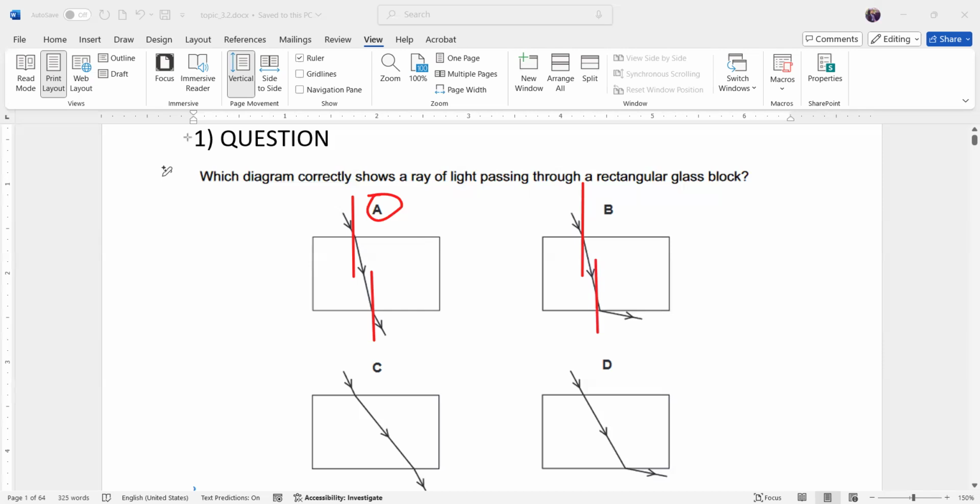As you can see, the light enters from here and emerges out, but not parallel. So the two light rays should be parallel to each other, the one which enters and the one which emerged out. So it cannot be B. B is wrong. What about C?